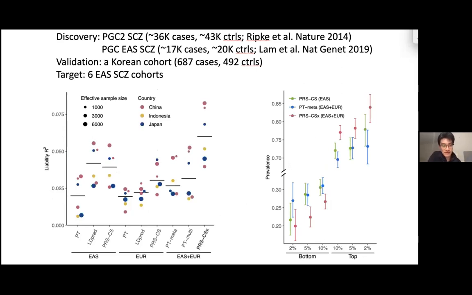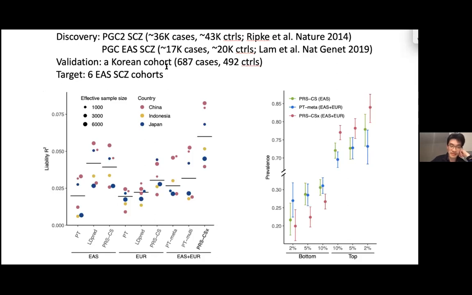So in the last example, we evaluated different PRS methods in the prediction of schizophrenia risk. So in this analysis, we used the GWAS summary statistics derived from the PGC2 schizophrenia GWAS in the European samples, and also the recent schizophrenia GWAS in the East Asian samples led by Max Lam, Chayan, and Hai Liang and colleagues. So we have access to the individual level data of six East Asian cohorts. And we left out one cohort as the validation data set. So this is the data set we use to learn hyperparameters or linear combinations of PRS.